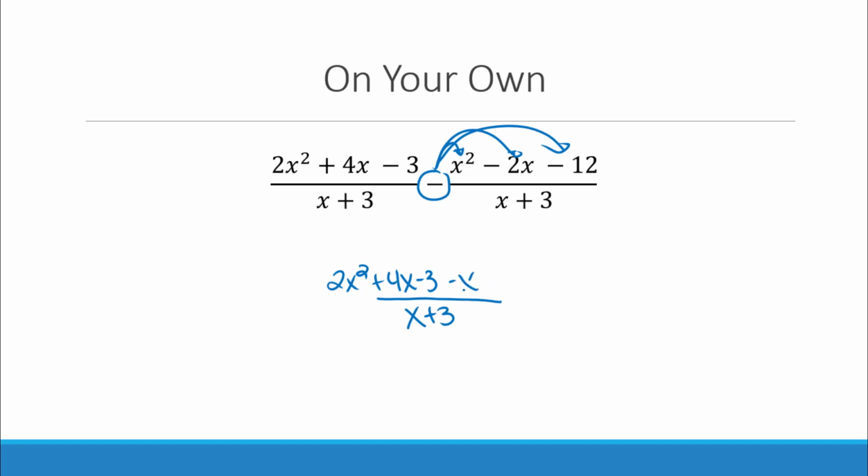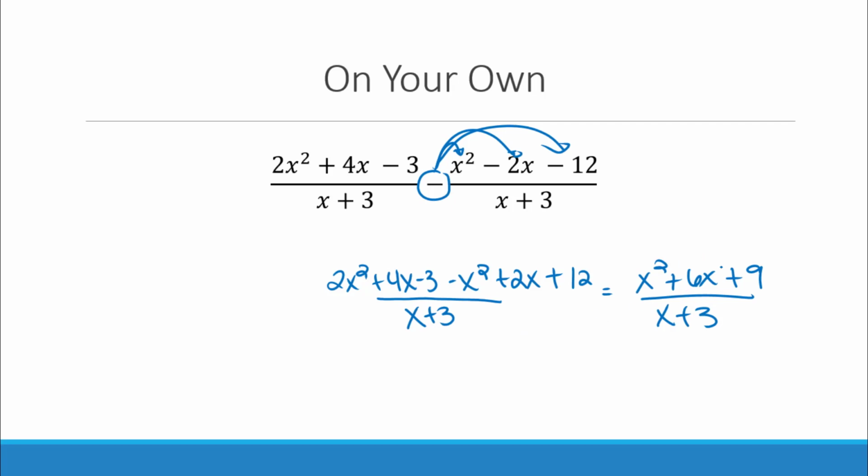It's going to be minus x squared. It's going to make this guy a positive 2x. It's going to make this guy a positive 12. So let's combine some like terms here. 2x squared minus x squared is just x squared. 4x plus 2x is 6x. Negative 3 plus 12 is going to give me a positive 9.